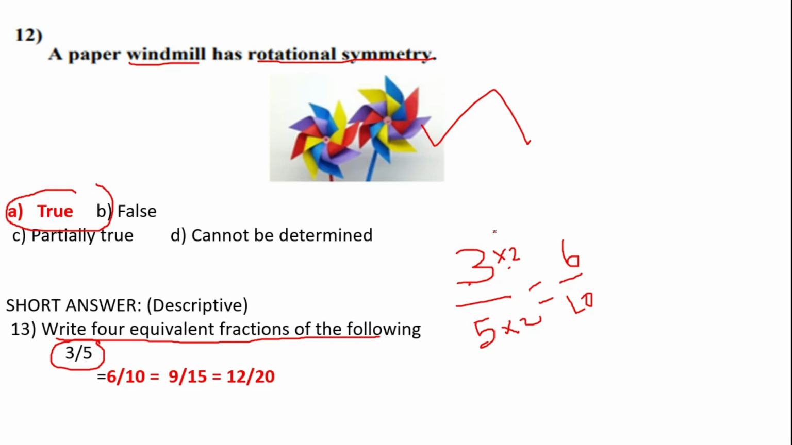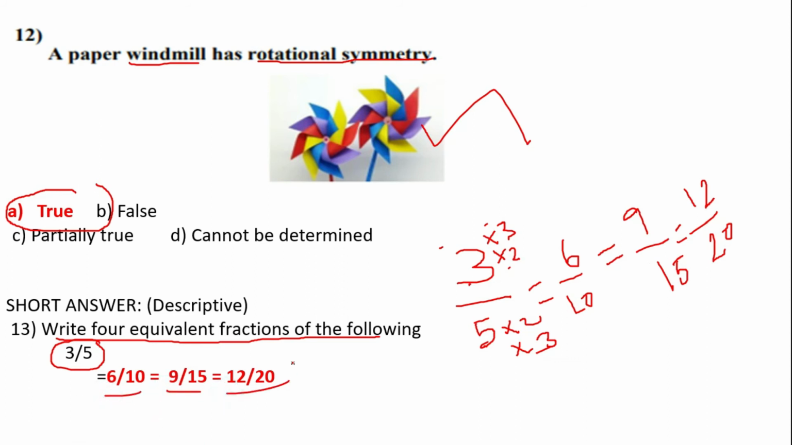Again you multiply by 3. Numerator multiply by 3, the same way denominator multiply by 3. You will get another fraction. 3 3s are 9, 5 3s are 15. The same way you can multiply numerator and denominator by 4. 4 3s are 12, 4 5s are 20. So the answers are 6 by 10, 9 by 15 and 12 by 20.